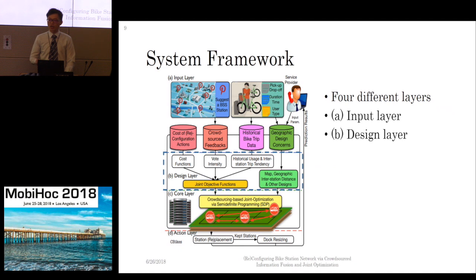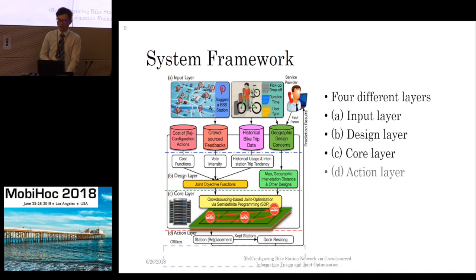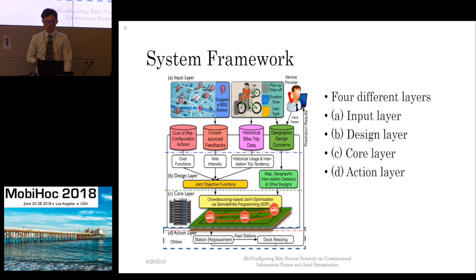This is the design layer, where data analytics are conducted to provide more important parameter inputs for the core formulation. Then we have the core layer, which formulates the optimization to determine the location and the dock size. Finally, those decisions are fed to the action layer. We know that here the BSS network reconfiguration can be conducted in an interactive manner, which means that the service providers can readjust their own input parameters to redo the optimization until a satisfactory result is returned.